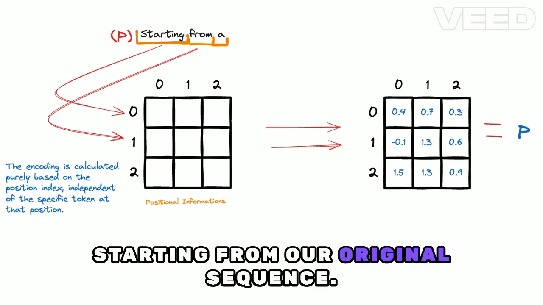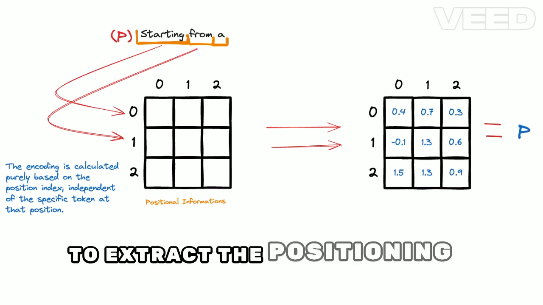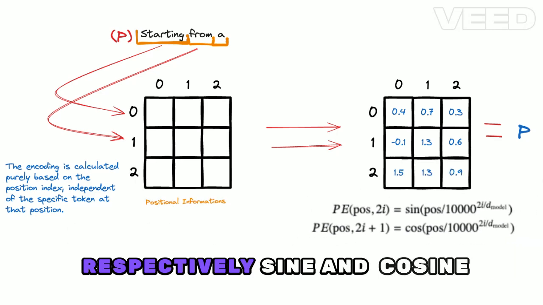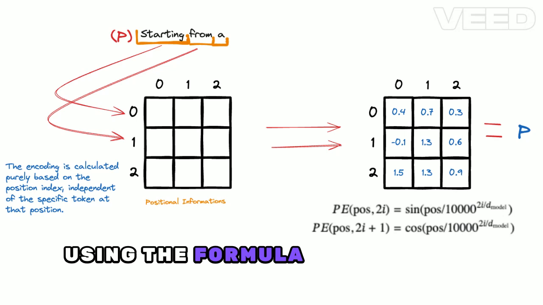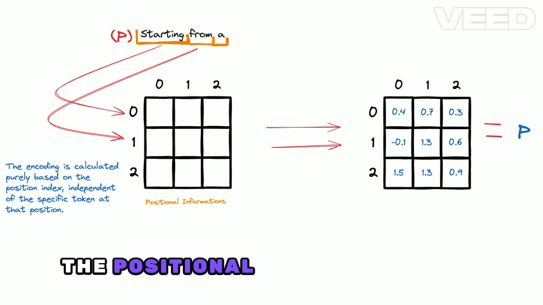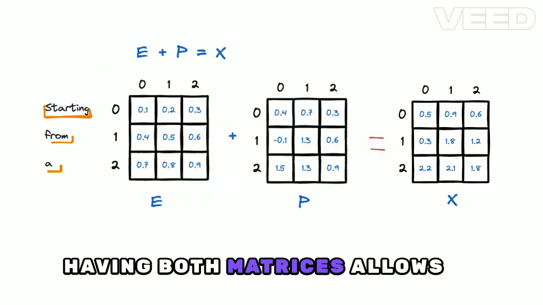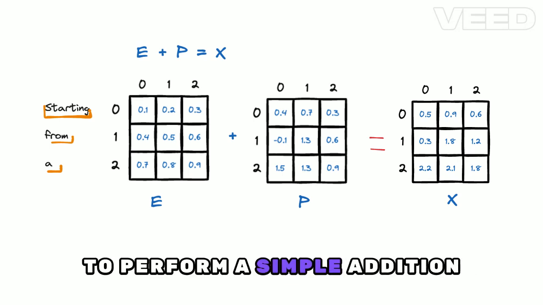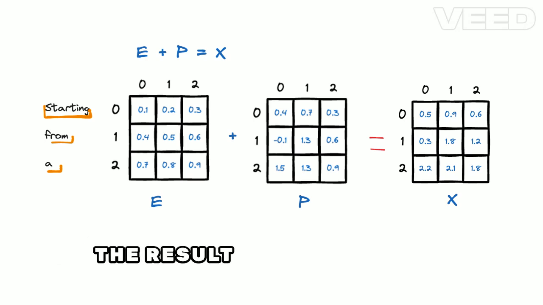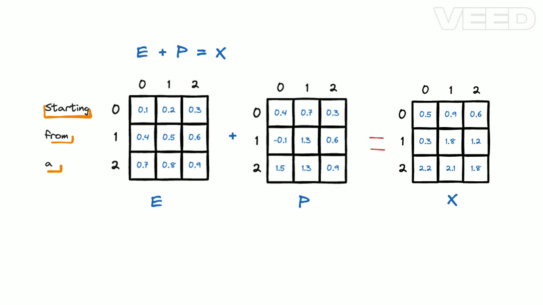Starting from our original sequence, now for each token we are going to extract the positioning and calculate, respectively, sine and cosine, using the formula on top of the matrix. The result will provide the positional encoding, and having both matrices allows us to perform a simple addition to create the final output of this layer. The results will be used for calculating the self-attention mechanism.